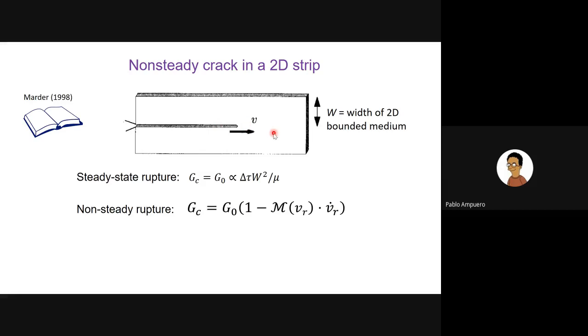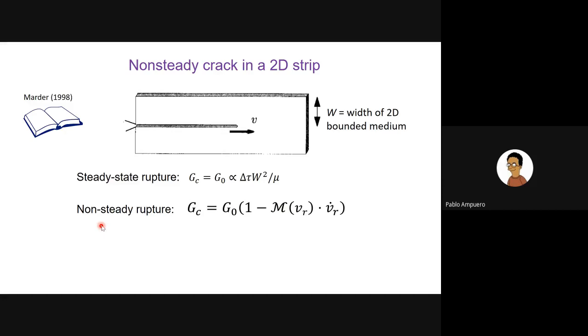In this situation, he found that the steady state energy of the rupture, as I showed in the previous slide, was controlled by the width of the problem, not by the length of the rupture. Sorry, there's a typo here. The square should be on the stress drop, not on the width. It's proportional to width. Okay, he also worked on the non-steady rupture problem.